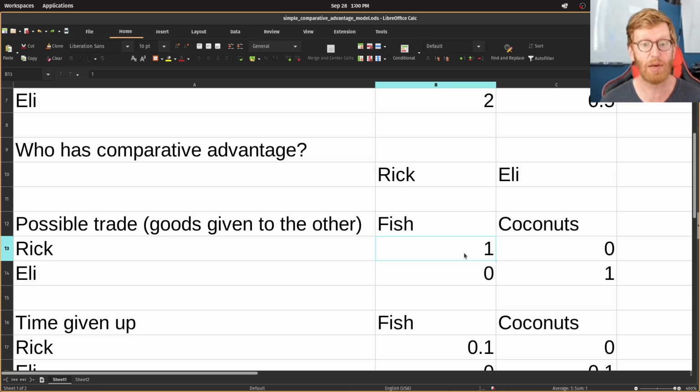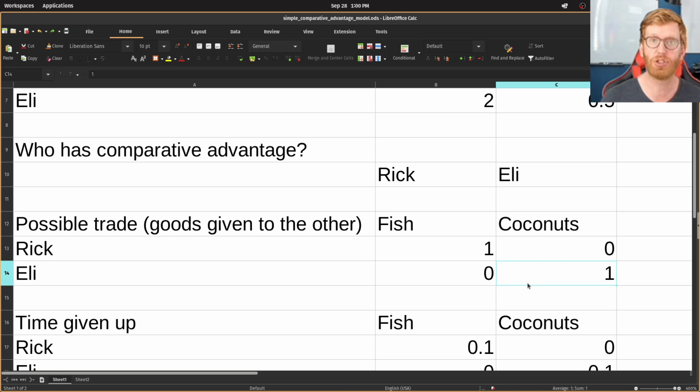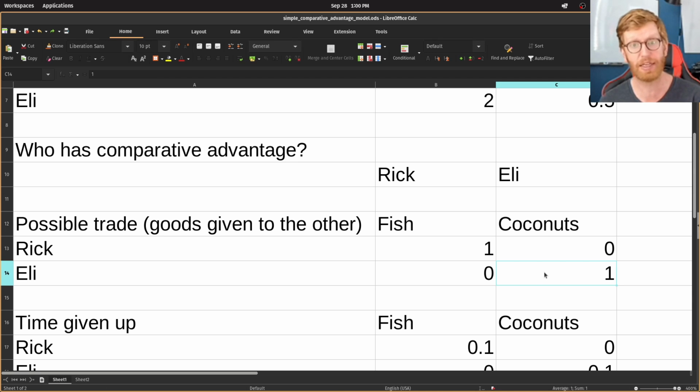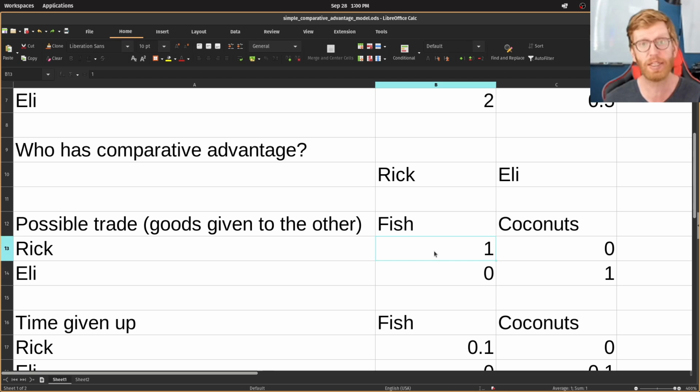I'm going to give Eli 1 fish and no coconuts. He's going to give me no fish and 1 coconut. Now, what I find is the easiest way to think about this is how much time are we taking for what we're giving up? And how much time would it take to produce what we're getting? So I'm going to ask, how much time does it take me to get 1 fish? And how much time would it take me to get 1 coconut? How much time does it take Eli to get 1 coconut? And how much time would it take him to get 1 fish on his own?